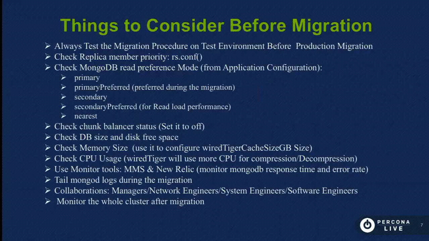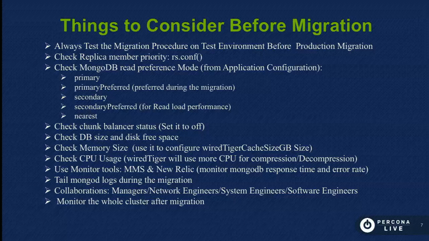So before we do the migration, we need to think about something. First is to always test your migration procedure in your staging or test environment. The second part is very important. We need to check the priority for your replica set, because sometimes, in order to fail over, when you do rs.conf, the priority numbers may be different. So better before you do the migration, set the same value so you can easily fail over.